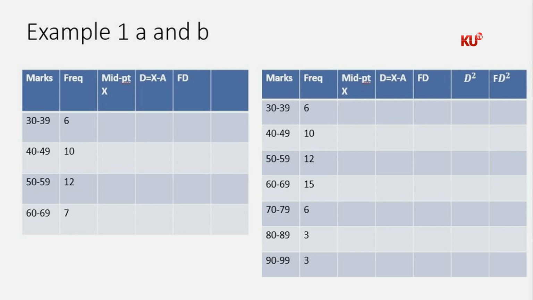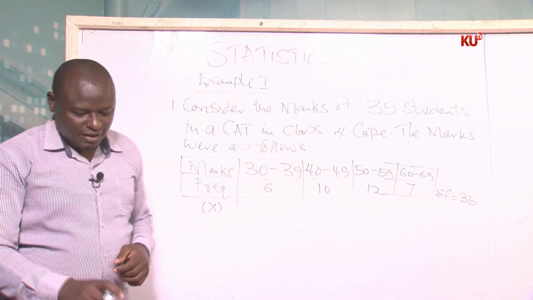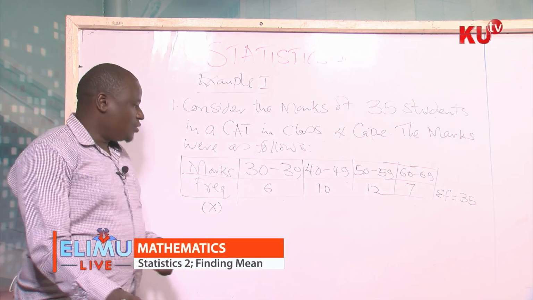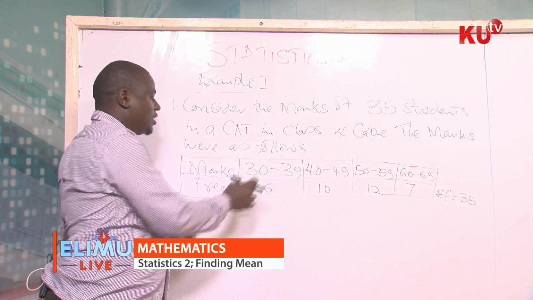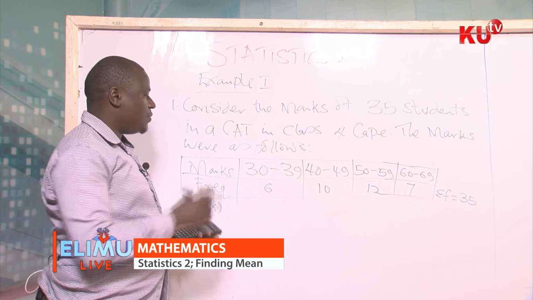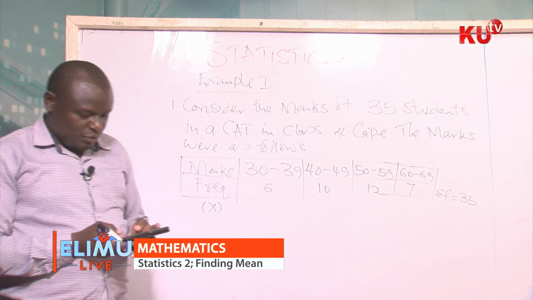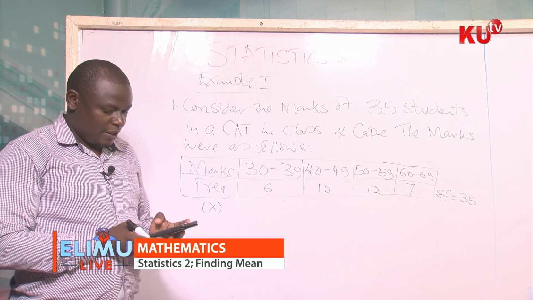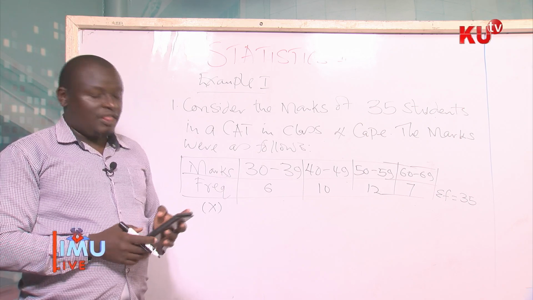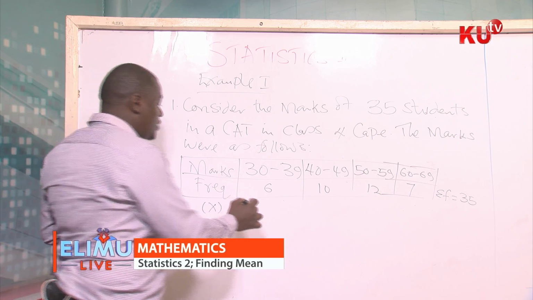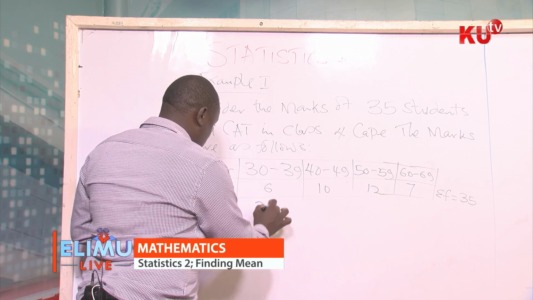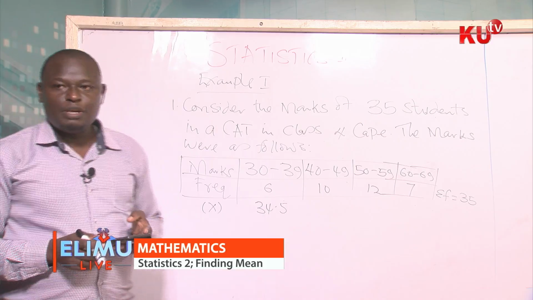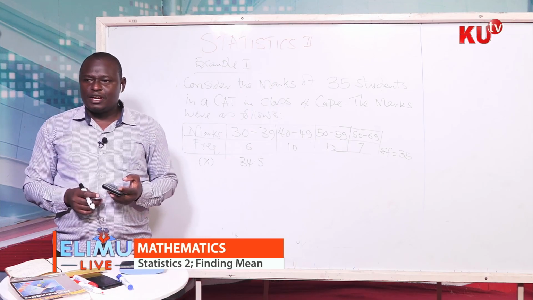So you are going to include another column called midpoint. And midpoint is denoted by X. How do we get this X? I think this is important to note. You are going to your table of marks where you have the range from 30 to 39. I want you to add those two values, 30 plus 39. You divide them by 2. The value you get there, 34.5, is your X or your midpoint.